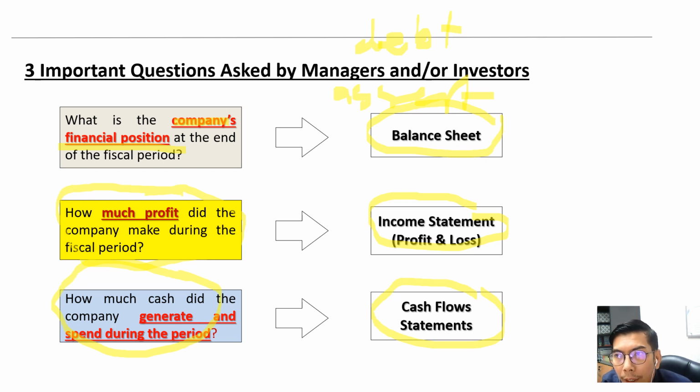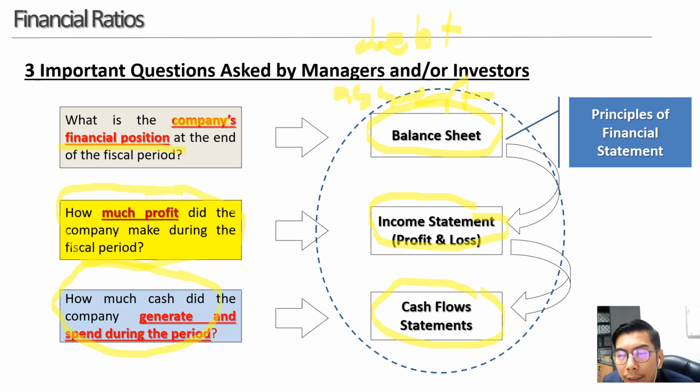Of course, in this cash flow statement, we are going to show the money that we generate from our activities, from our financing activities, from our investment activities, and so on. From that cash, how do we spend it? Either we buy a new asset for our company, or we use it to settle debts in our company and so on. That's what we call the principle of financial statements. From here, we can determine the financial ratio.